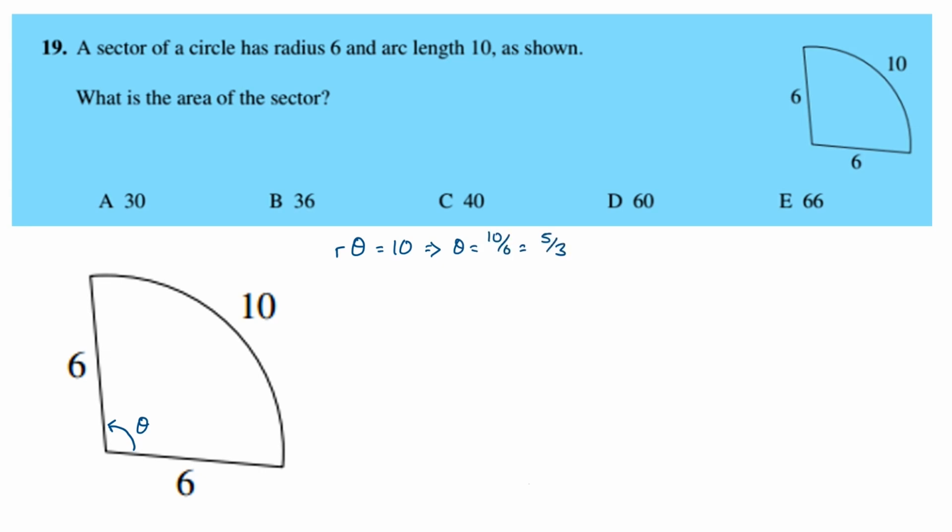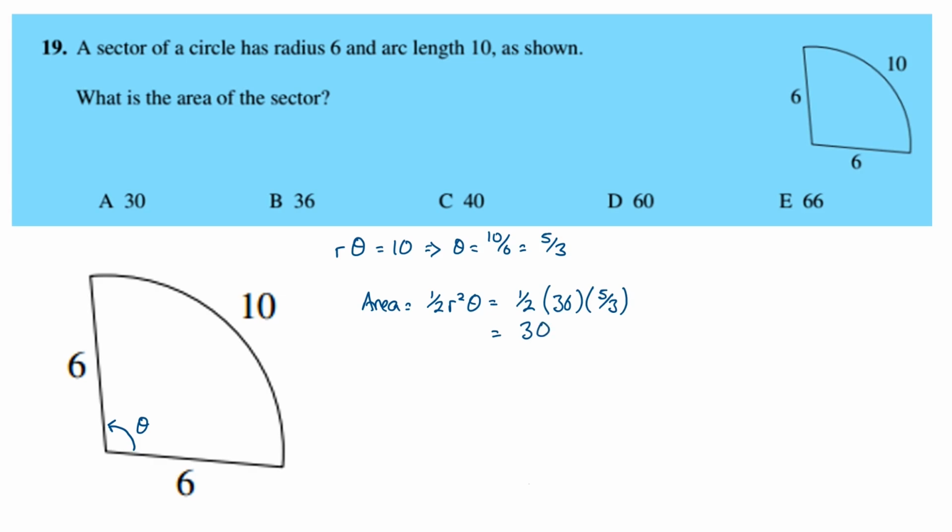I've done the hard part of the question. I've worked out what my angle is, again in radians. If you haven't seen radians, forget what I'm doing here. The point is, now I've got an angle, I can use my area of a sector, which is a half r squared theta, where again theta is in radians. I've got my theta, substitute the numbers in, and that's going to give me a final value of 30.